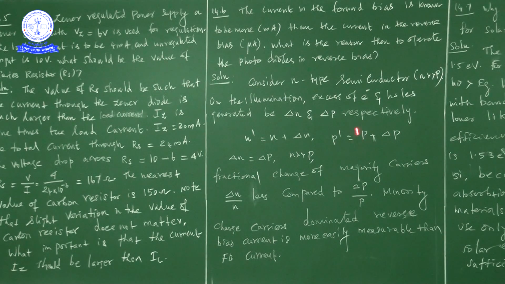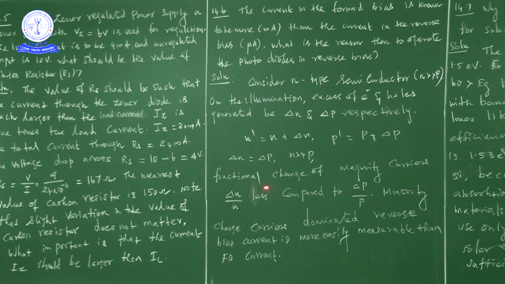While taking delta n and delta p, the number of electrons and holes created by illumination, we already know that the number of electrons created is exactly equal to the number of holes. So we write delta n equal to delta p. But the initial condition is n much greater than p, because we are taking the n-type semiconductor. So this condition is the initial one, and this is while illuminating.